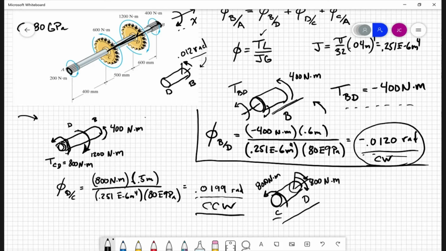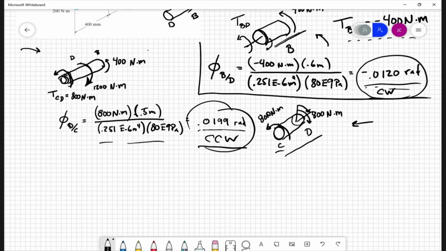So we can get that either by looking at the internal torque and visualizing on the shaft and seeing which way the two faces rotate, or we could be very careful about the sign convention. But here we have a positive angle, and here we have a negative angle. So we have to be very careful because it's the difference of those, not the addition of those.